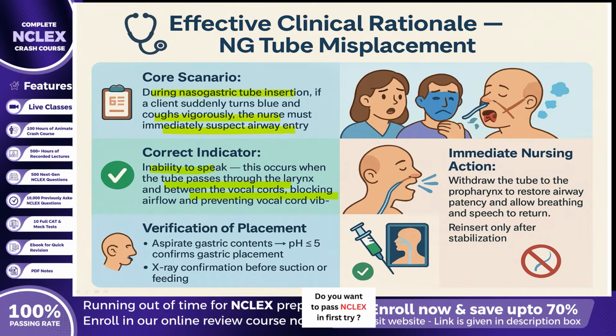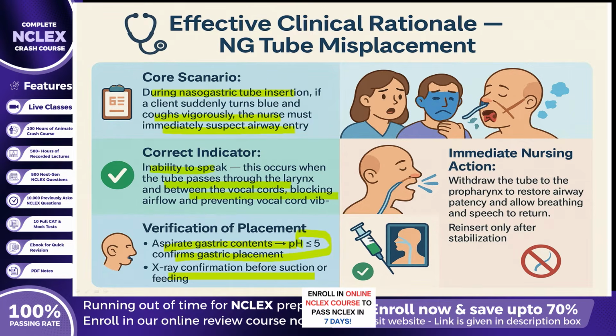Once the client stabilizes, reinsertion can be attempted safely, ensuring that the client swallows during advancement to guide the tube correctly into the esophagus. Correct placement should always be verified by aspirating gastric contents and checking for a pH of 5 or less, or confirming position via X-ray before initiating suction or feeding.